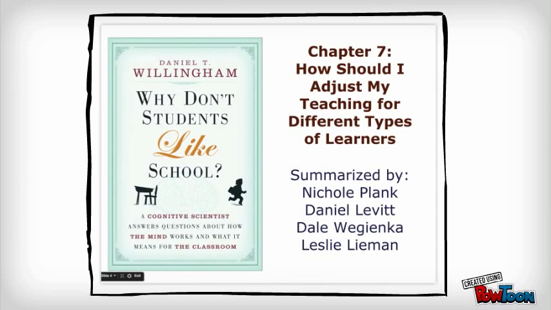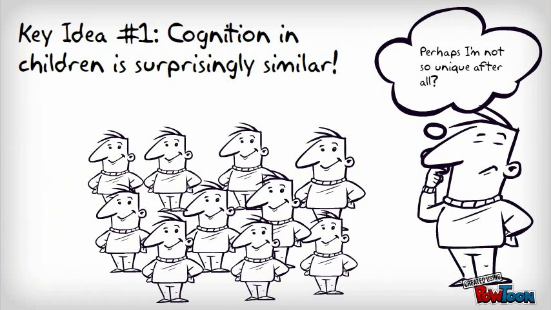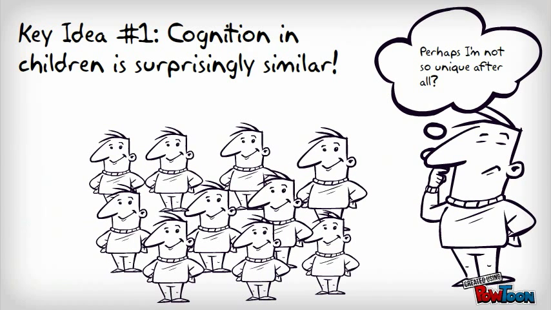Chapter 7. How should I adjust my teaching for different types of learners? If Willingham were to address his own question in 2 words, he would probably say, not much. The cognitive principle guiding the chapter is, children are more alike than different in terms of how they think.